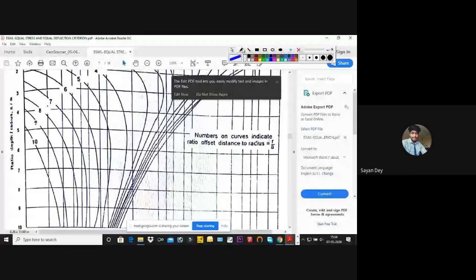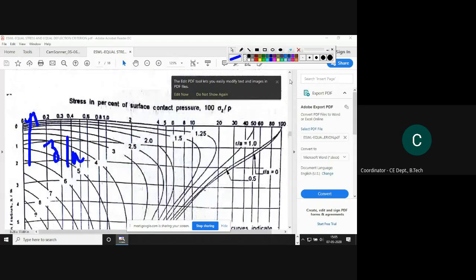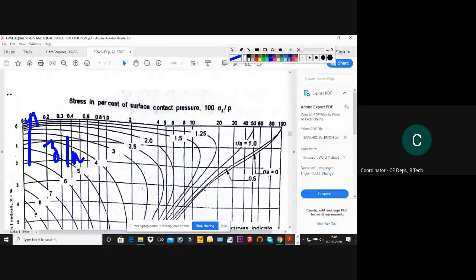The y axis will be your z by a axis. So we will get z by a from this y-axis. In order to find this sigma z by p, we must know the z by a value, as well as this. See here, it is given r by a.